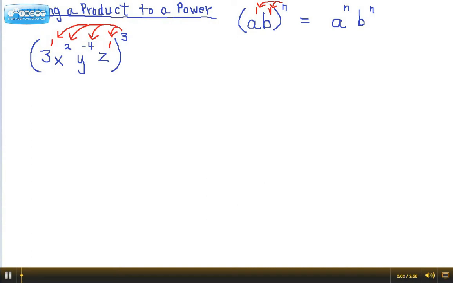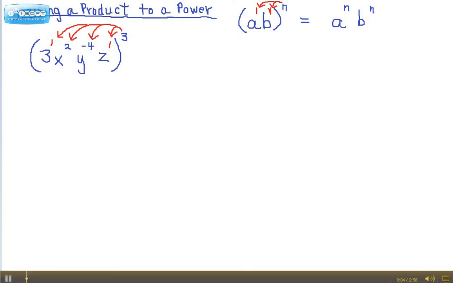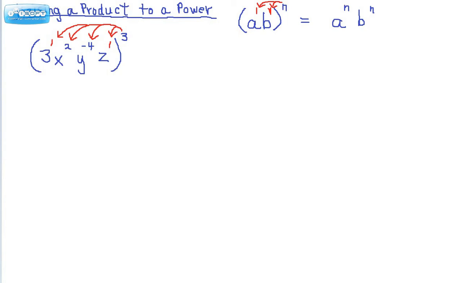Raising a product to a power. On the upper right, you see that we have (AB) raised to the n power, and this equals A to the n, B to the n.